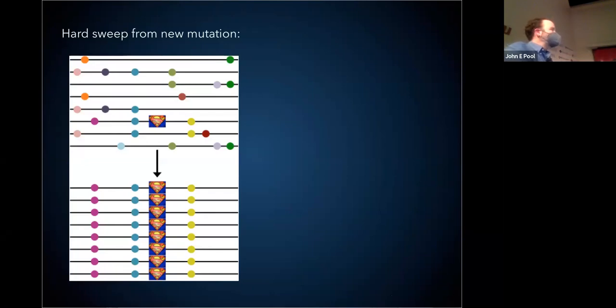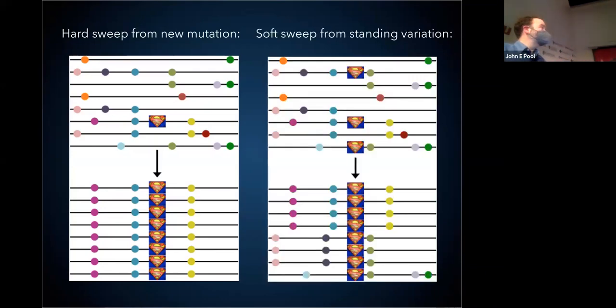And then when selection increases the frequency of this beneficial variant, the linked variants hitchhike upward in frequency as well. And so you end up strongly altering genetic variation across a whole region of the chromosome. This contrasts with the expectations from a soft sweep, where you're selecting on genetic diversity that was already around for a while and had time to recombine onto multiple haplotype backgrounds.